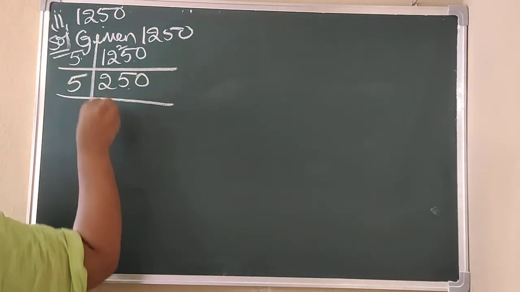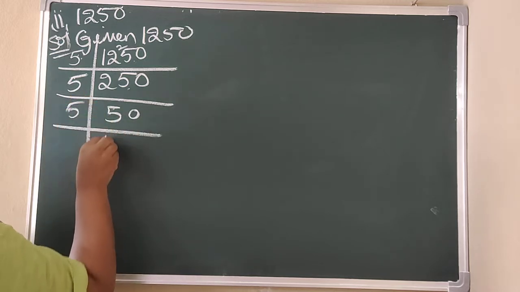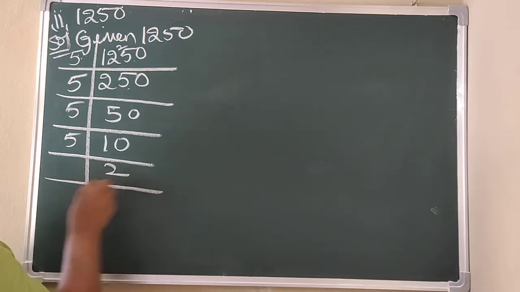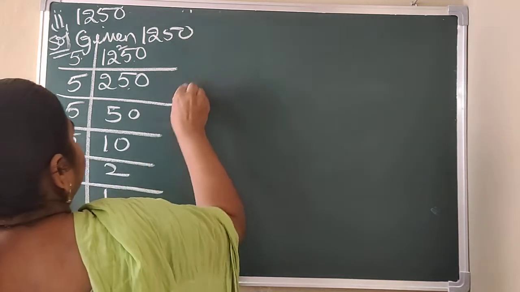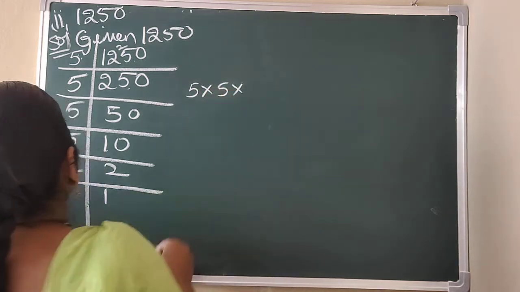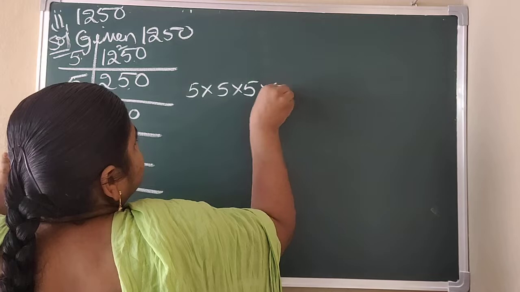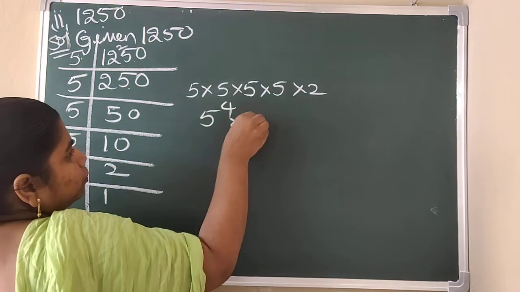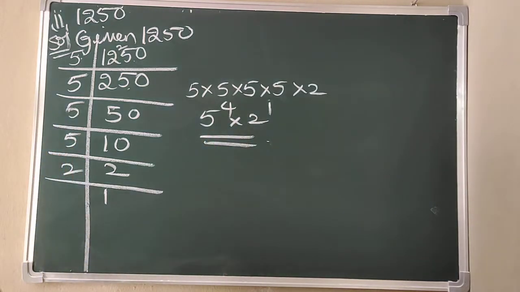Again with 5 table. 5 50 times is 250. 5 10 times is 50. 5 2 times is 10. 2 1 time is 2. So we got it as 5 into how many 5s? 1 2 3 4 5s and 1 2. So we can write as 5 power 4 into 2 power 1.